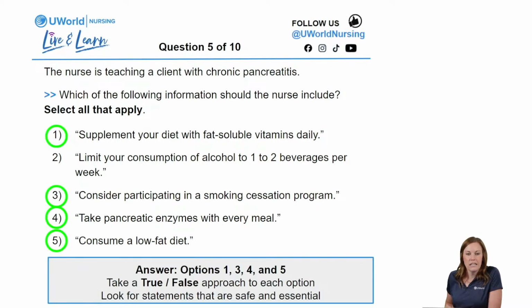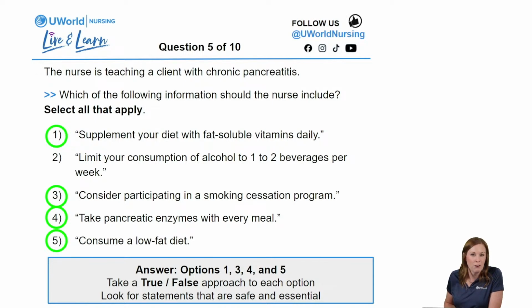Okay, so our correct answers are going to be 1, 3, 4, and 5. So let's talk about pancreatitis. Chronic pancreatitis is an inflammatory condition. It's going to cause the tissue of the pancreas to become fibrotic, so hardened. It's going to impair pancreatic function, so think about insulin, glucagon, digestive enzyme production. Chronic pancreatitis is most commonly caused by chronic alcohol use. So that's why we're not going to pick option 2. We don't want to limit to a certain amount. We want to eliminate alcohol completely. We don't want any alcohol for our client. So again, commonly caused by chronic alcohol use.